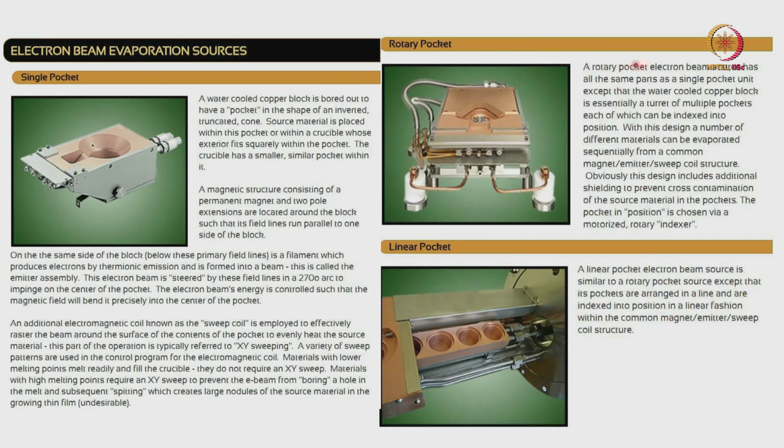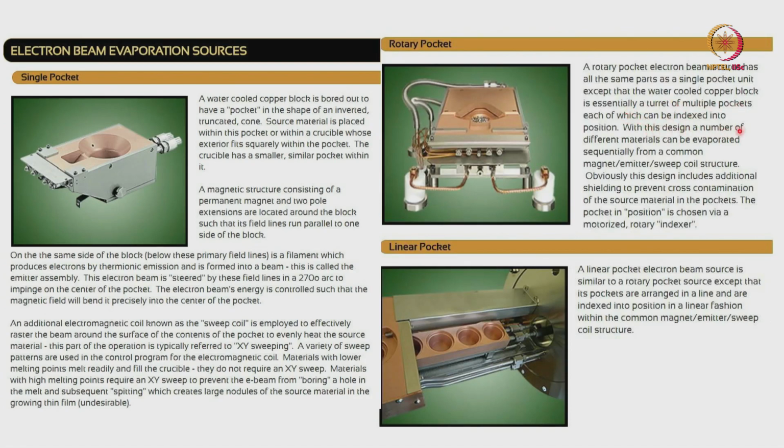A rotary pocket has all the same parts as a single pocket, like here, right, except that the water cooled copper block is essentially a turret of multiple pockets. You know what turret means, if you have seen or used a microscope, there are different lenses, so you can change the lenses. That holder is called a turret. So it is essentially a turret of multiple pockets.